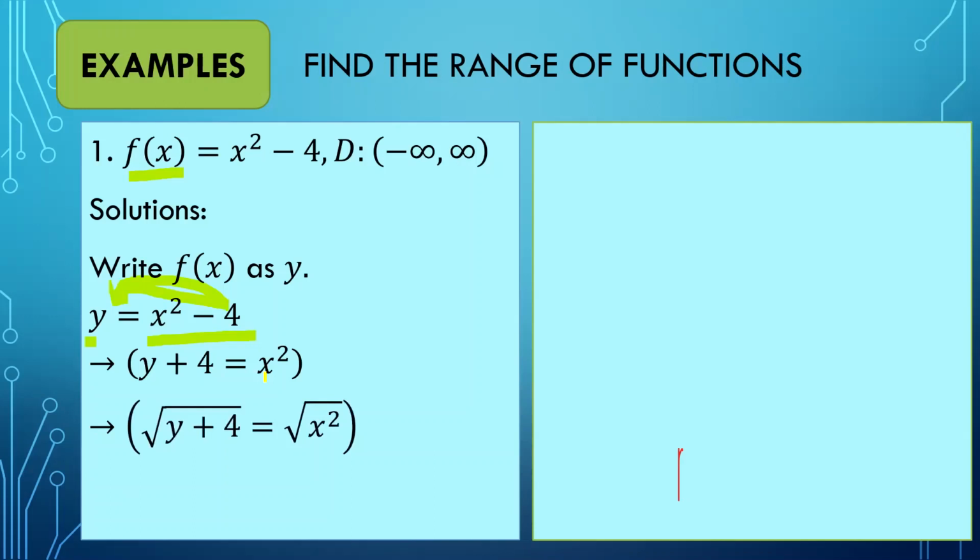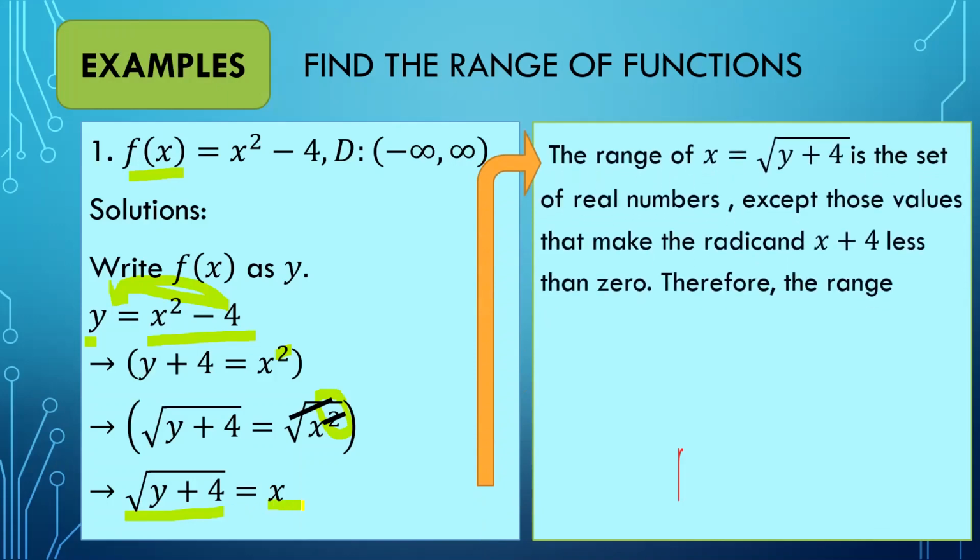So next, eliminate the square. We need to take the square root of the entire expression. The square root of x squared is just x. Again, we take the square root of the entire expression in order to eliminate the exponent 2 of x. So we have the square root of y plus 4 is equal to x.